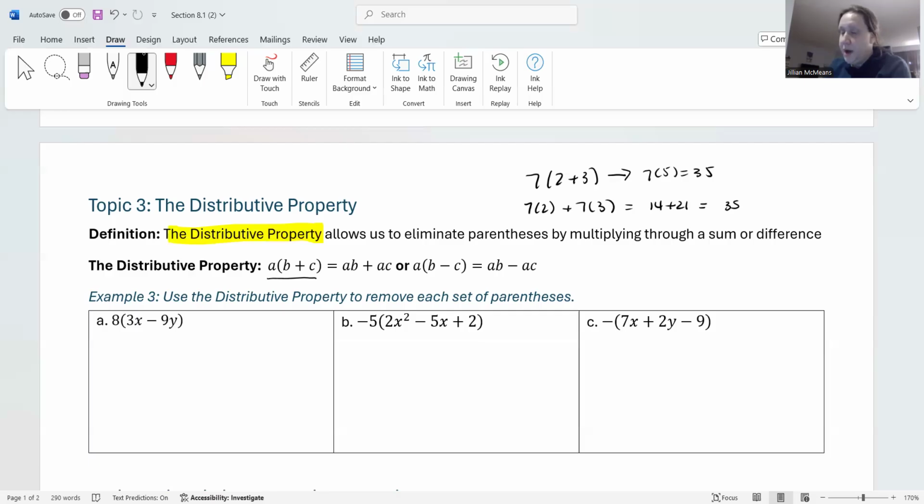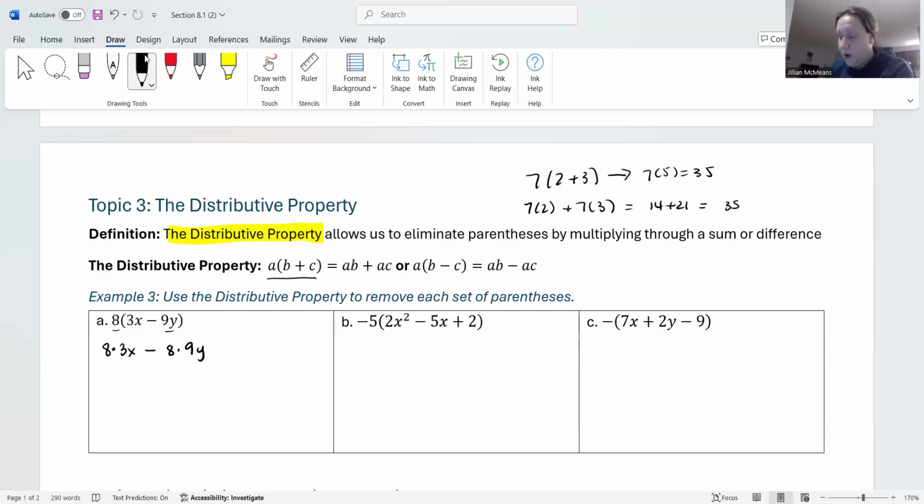What we want to do, I'm going to show all of the steps now, and then as we get more comfortable with this, we can take off the training wheels. But for now, we're going to show all the steps. What we want to do is take 8 times 3x, and then we want to take 8 times negative 9y. Now be careful, we're multiplying a positive times a negative, so that is going to make this overall a negative. So I'm going to write it as minus 8 times 9y. So I address my sign right away.